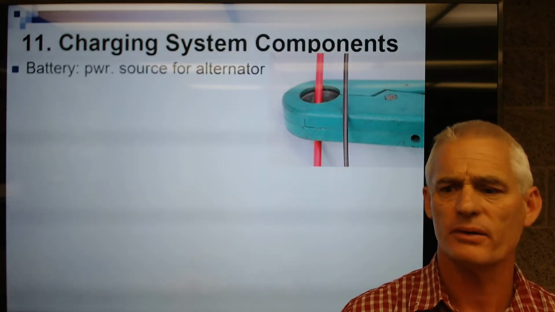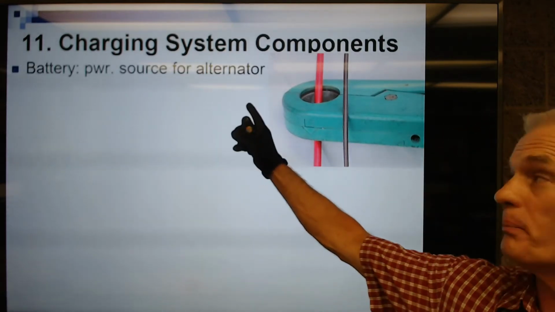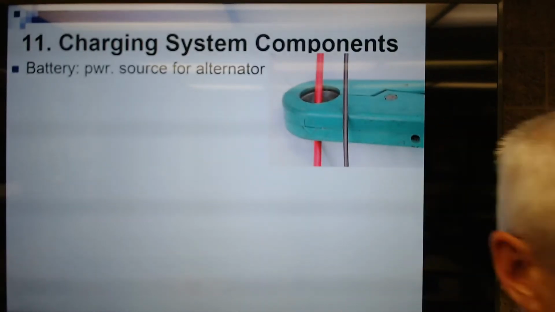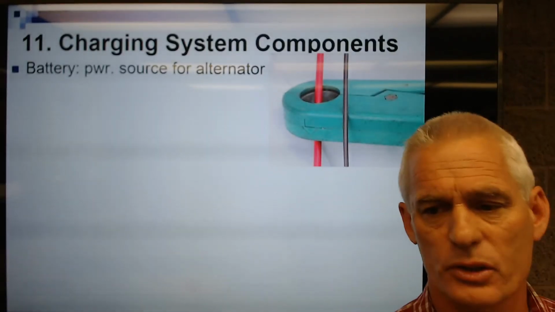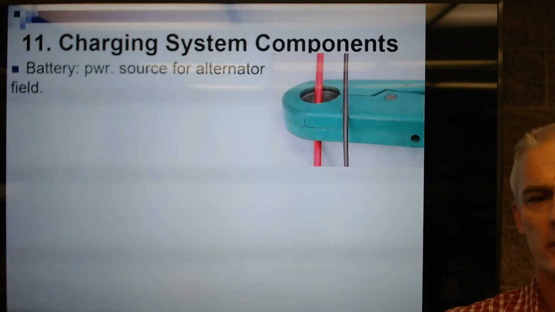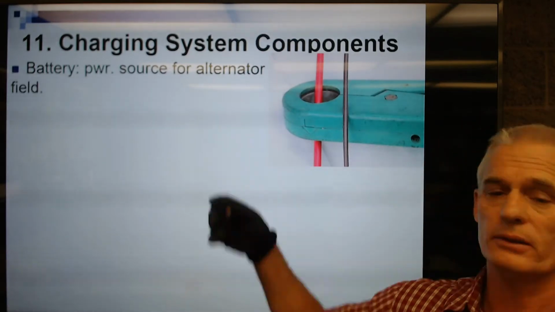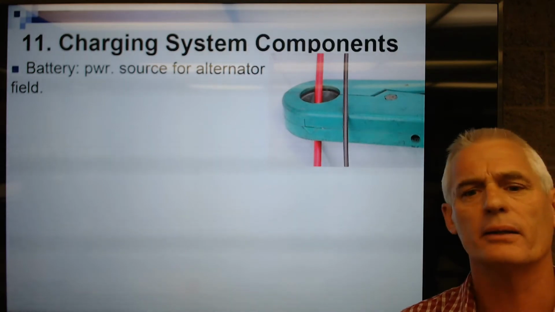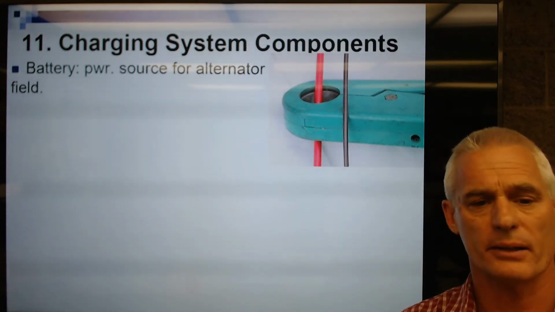So the components of it, first we have a battery. That's our power source, PWR, my abbreviation. It's our power source for the alternator to get it initially charging. Secondly, and I put there alternator field. So the magnetic field inside an alternator is energized by the automobile's lead acid battery.